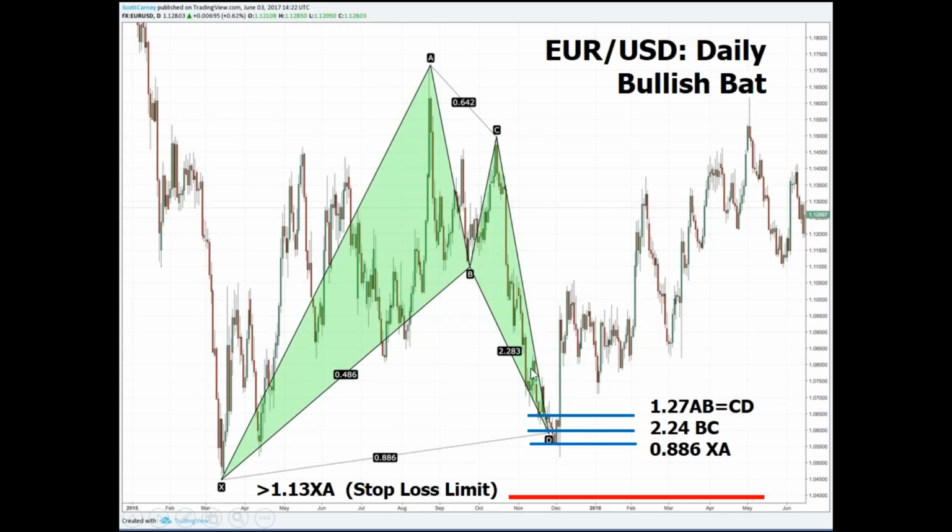But the 1.27, that is 1.27 multiplied by this distance, gets us down here about the 106.50 level. That complements the BC extension and, most importantly, that 886 XA retracement. All of our stop loss considerations are placed well below X, beyond the 1.13 extension here.